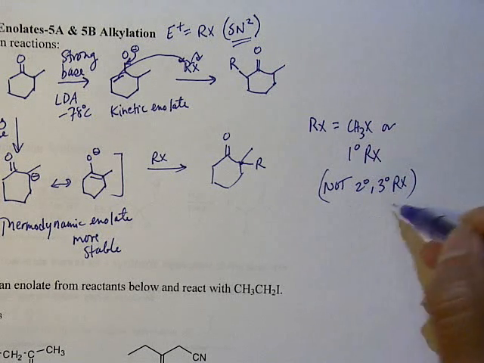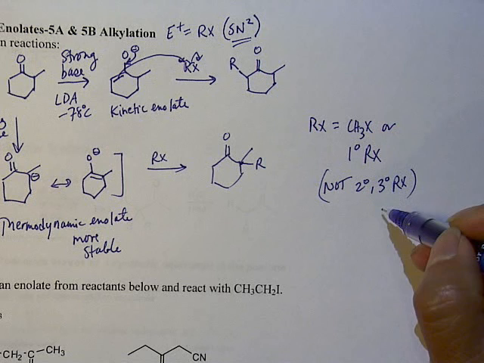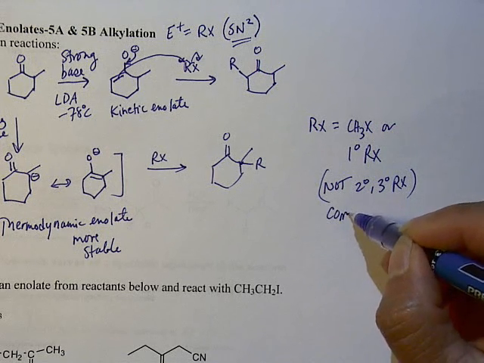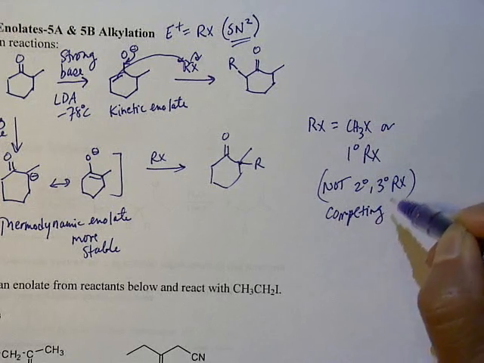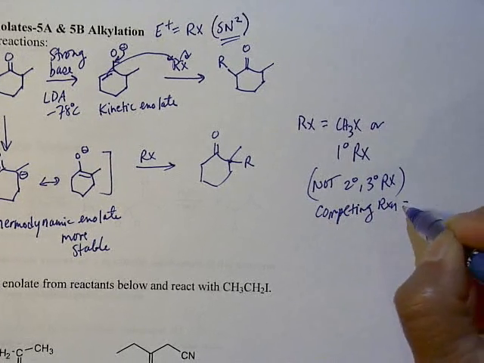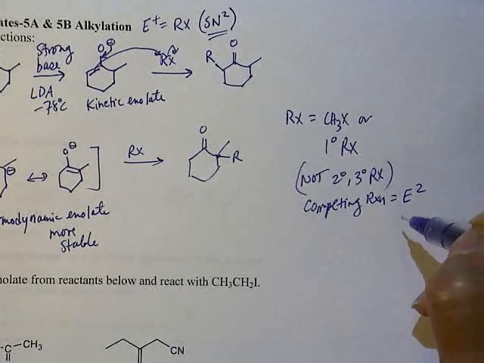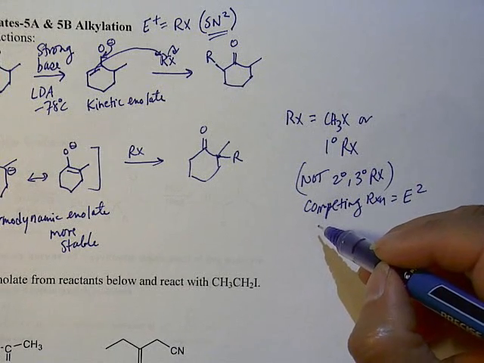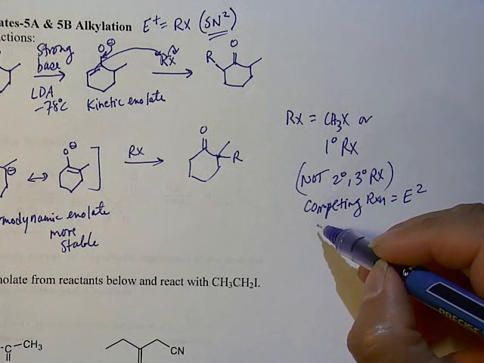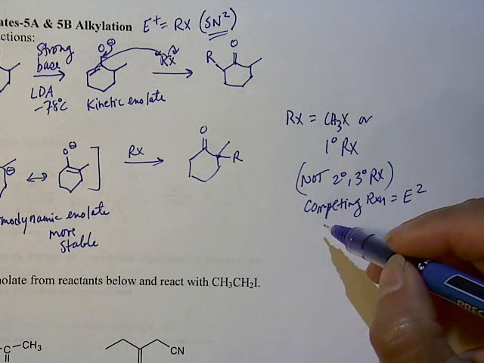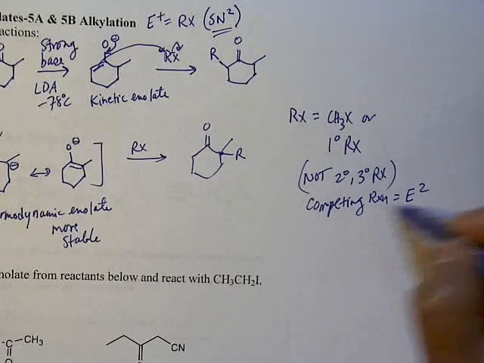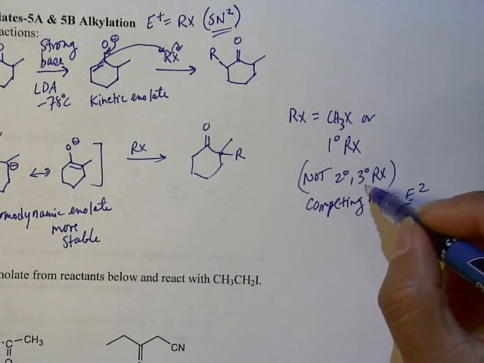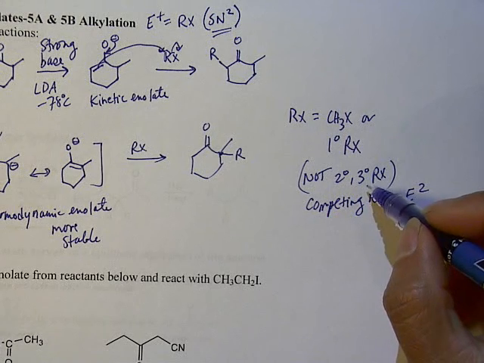If that is not the case, like if you're trying to react with the secondary or tertiary halide, what's going to happen is you're going to have a competing reaction, and the competing reaction will be an E2 elimination reaction in which the enolate will serve as a base and grab a proton rather than displace the halide. Okay, so we don't want this competing reaction to occur, and that will happen more and more if you have a bulkier and bulkier alkyl halide.